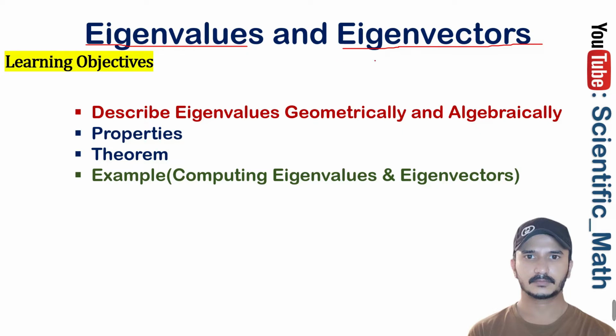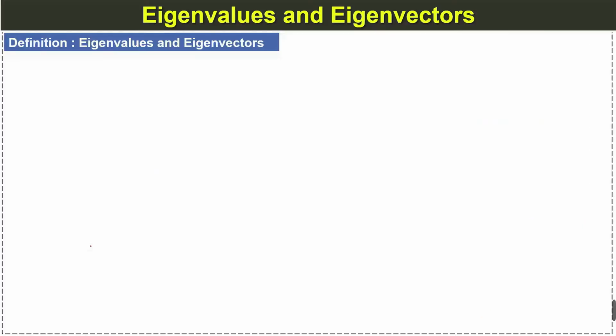You can watch. Okay. So the learning objectives of the second lecture are to describe eigenvalues geometrically and algebraically; second, the properties of eigenvalues; and the third one is theorems on eigenvalues and eigenvectors. Okay. And we also solve an example of how we can compute the eigenvalues and eigenvectors of a given matrix. Okay, so let's start today's lecture.